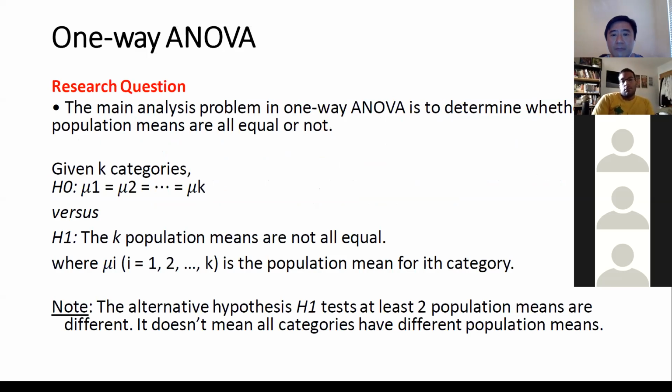Also, for the specific question, you should be able to write the null hypothesis and the alternative hypothesis. The null hypothesis is always that the mean of the first group equals the mean of the second group, all the way to the last group. K is the total number of levels, or groups, defined by the factor. There is only one factor in one-way ANOVA. The alternative hypothesis is that this is not true, which means at least one pair across these levels is not equal in terms of the mean.